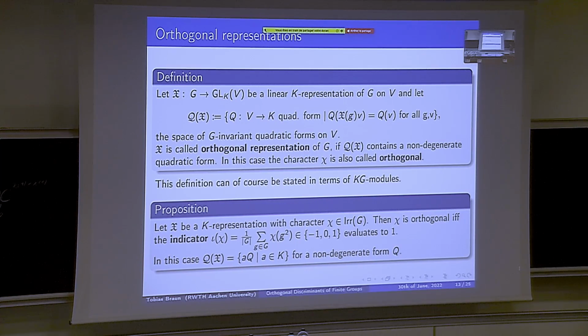And if this is the case, that you have an orthogonal character, then you know that this set Q of X, this space of G-invariant quadratic forms, is one-dimensional and spanned by a non-degenerate quadratic form. This is just a consequence of Schur's lemma, because the character is real valued, so this vector space V is actually self-dual, and any bilinear form induces an isomorphism between the vector space and its dual. And by Schur's lemma, this must be one-dimensional.